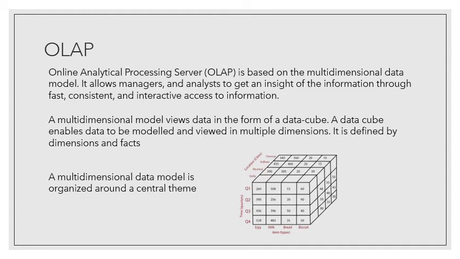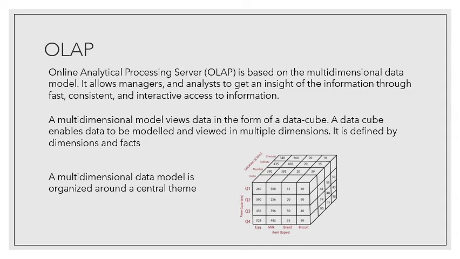The dimensions are the perspectives or entities with respect to which the organization keeps records. For example, a shop may create a sales data warehouse to keep records of the store's sales for the dimensions time, item, and location. These dimensions allow us to keep track of things, for example, monthly sales of the items and the locations at which the items were sold. Each dimension has a table related to it, called a dimensional table, which describes the dimension further. For example, a dimensional table for an item may contain the attributes item name, brand, and type. We have just discussed this in the above topic.